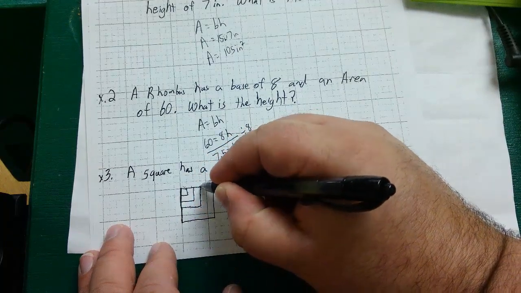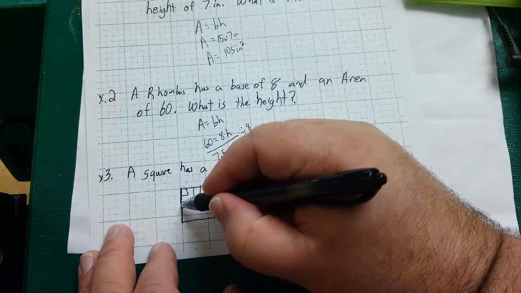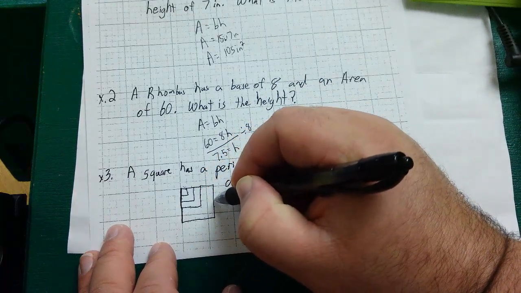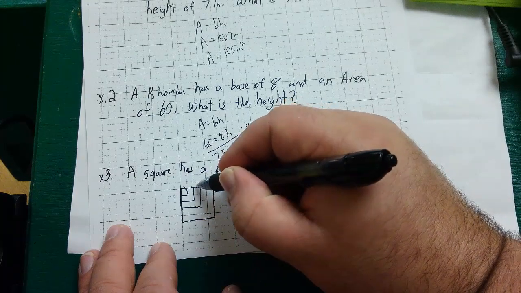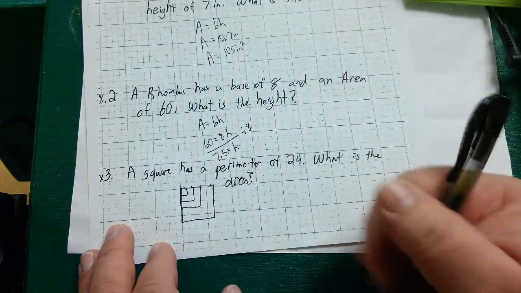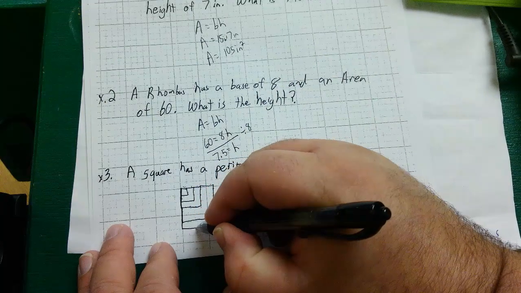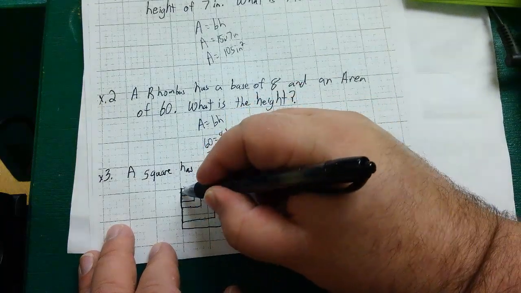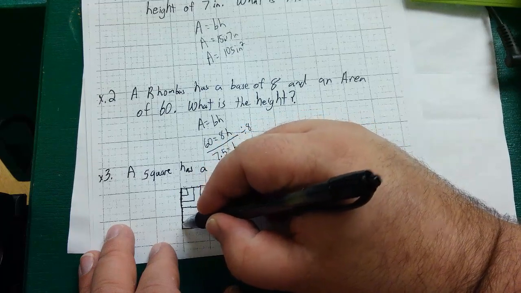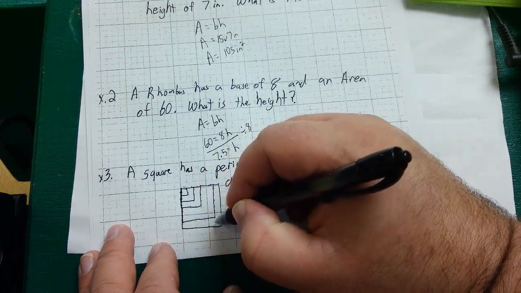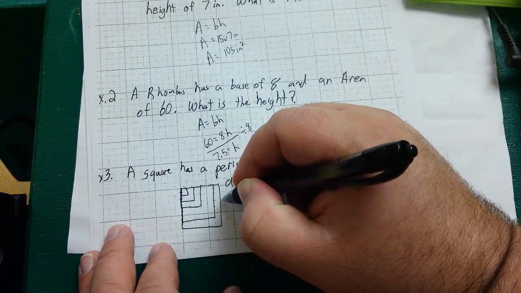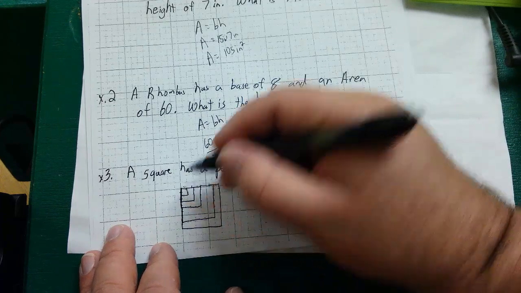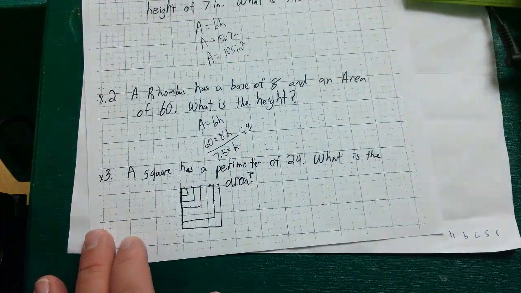This one has a perimeter of 1, 2, 3, 4, 5, 6, 7, 8, 9, 10, 11, 12, 13, 14, 15, 16, 17, 18, 19, 20. We're getting close. Maybe one more. 1, 2, 3, 4, 5, 6, 7, 8, 9, 10, 11, 12, 13, 14, 15, 16, 17, 18, 19, 20, 21, 22, 23, 24. There we go. So the perimeter is 24.